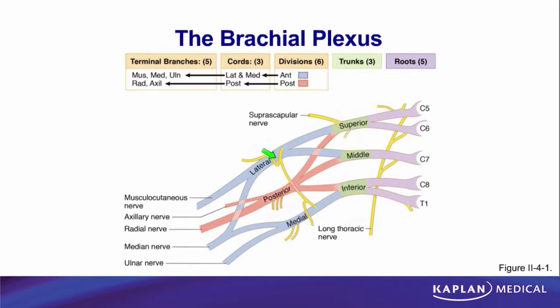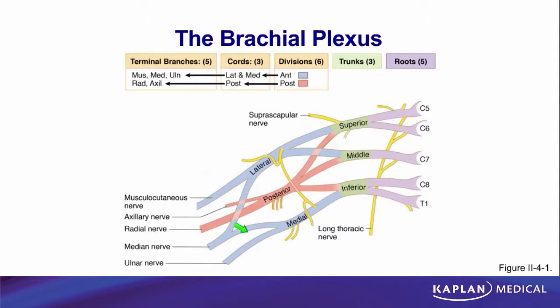Then, as we continue through the axilla, and we're getting ready to leave the axilla, each of the three cords divides into two. The lateral cord divides into two. One branch will be called the musculocutaneous nerve, and the other will become part of the median nerve. The medial cord divides into two. One branch will become the ulnar nerve, and the other will become the remainder of the median nerve. And the posterior cord divides into two. One branch is the axillary nerve, the other is the radial nerve.